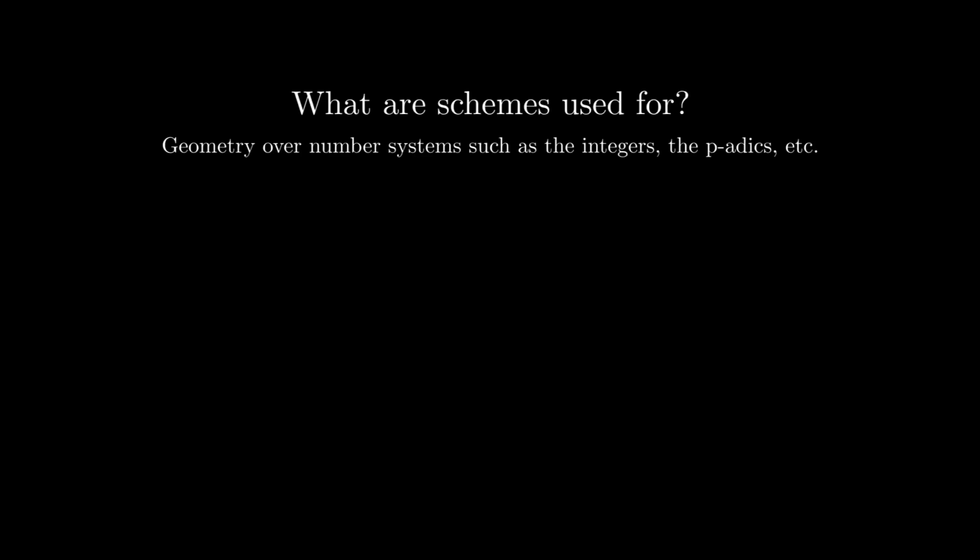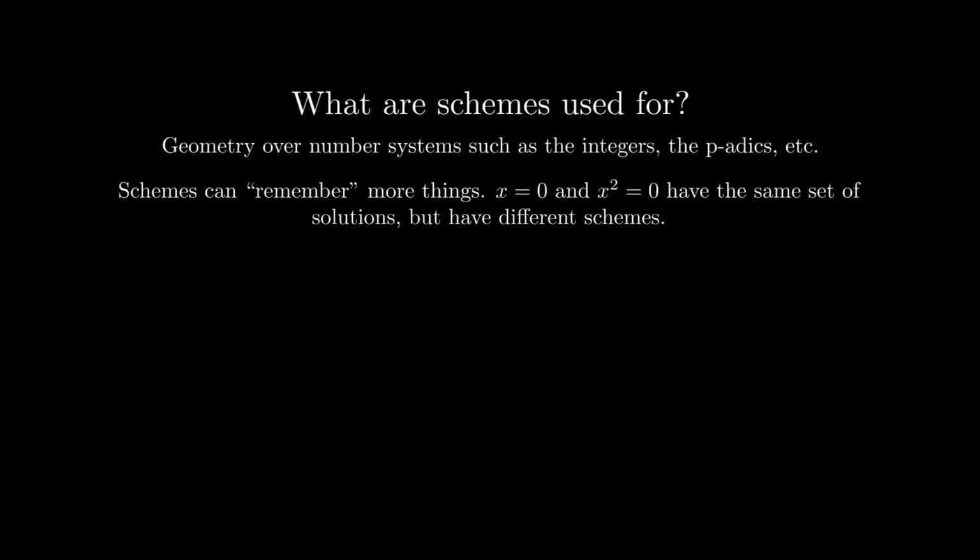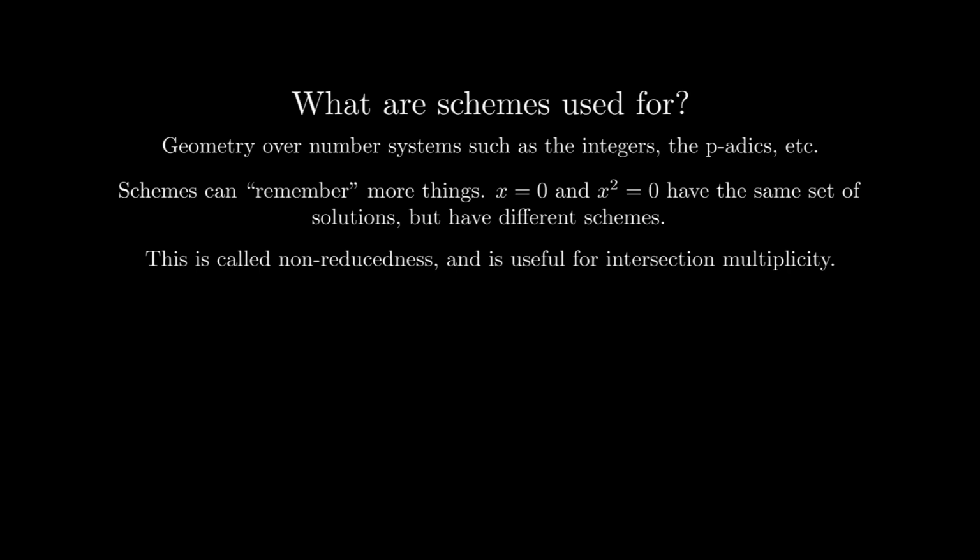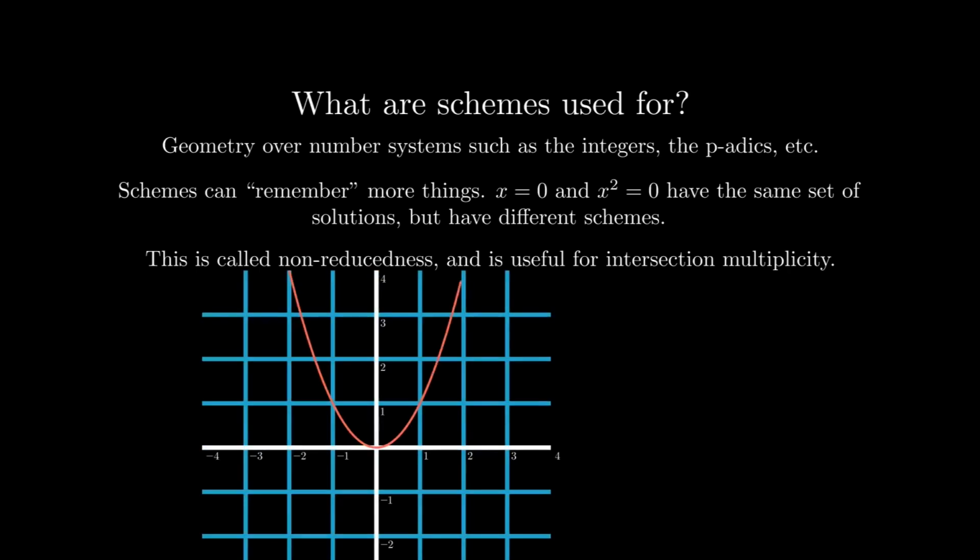What are schemes used for? Schemes are used to do geometry over the integers, the p-adics, and other number systems. Schemes can remember more things. For example, the equations x equals 0 and x squared equals 0 have the same set of solutions, but result in different schemes. This is called non-reducedness, and is useful for intersection multiplicity.